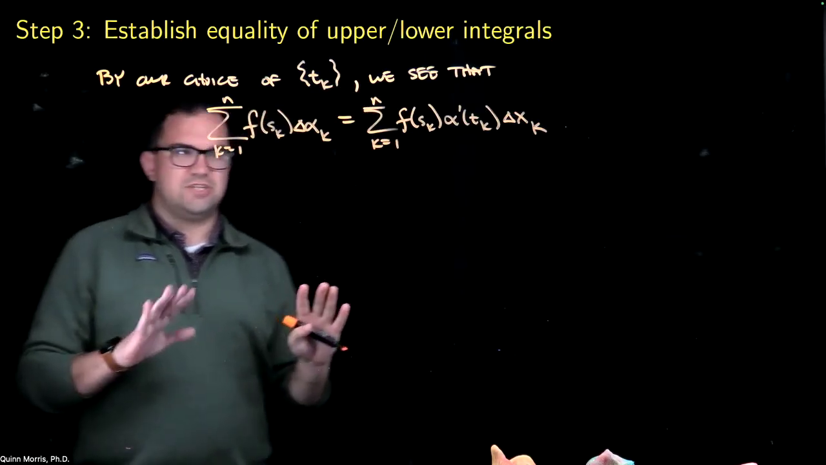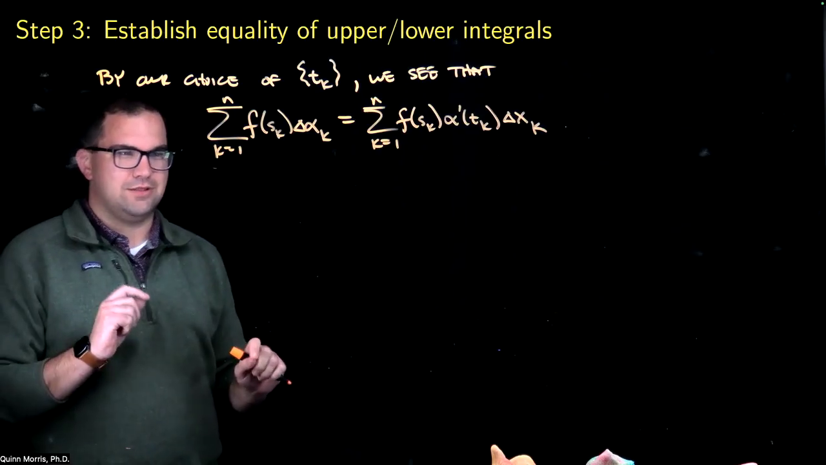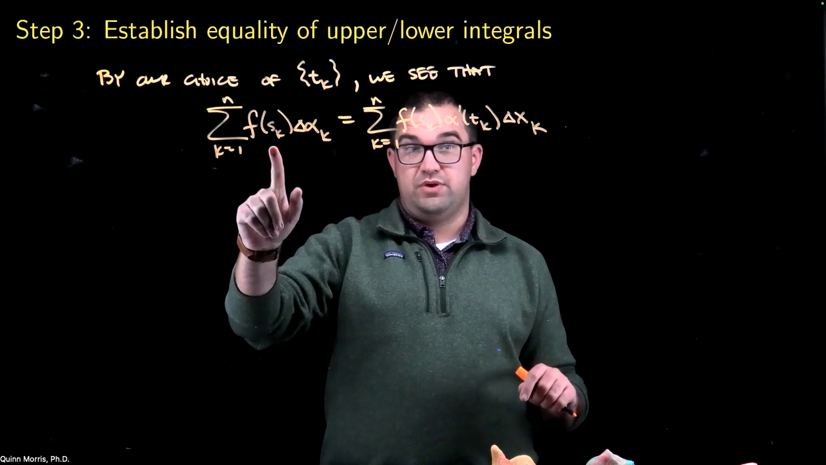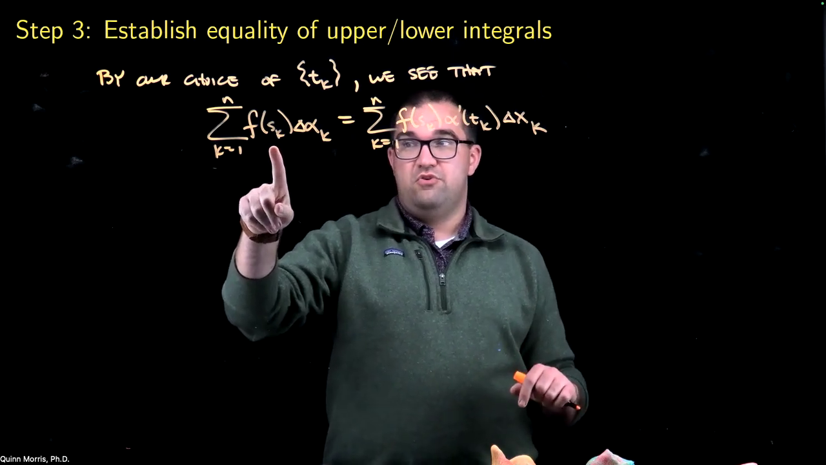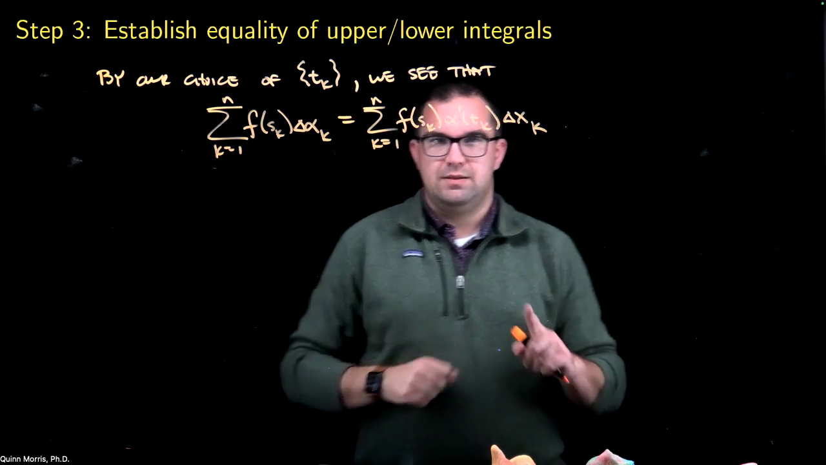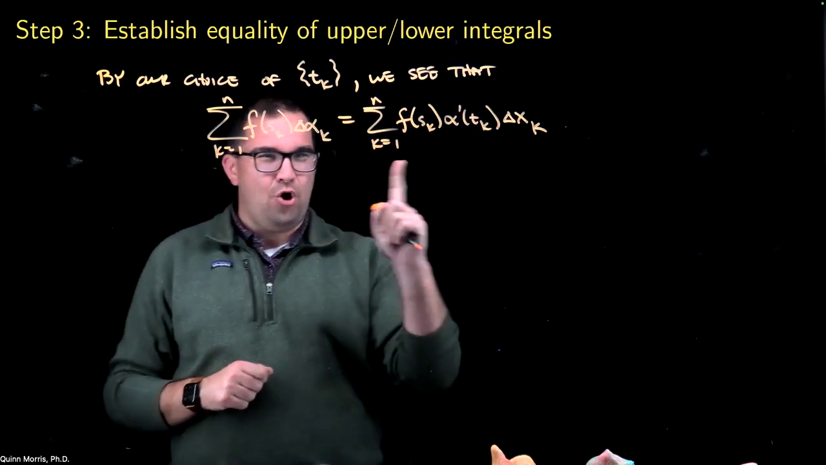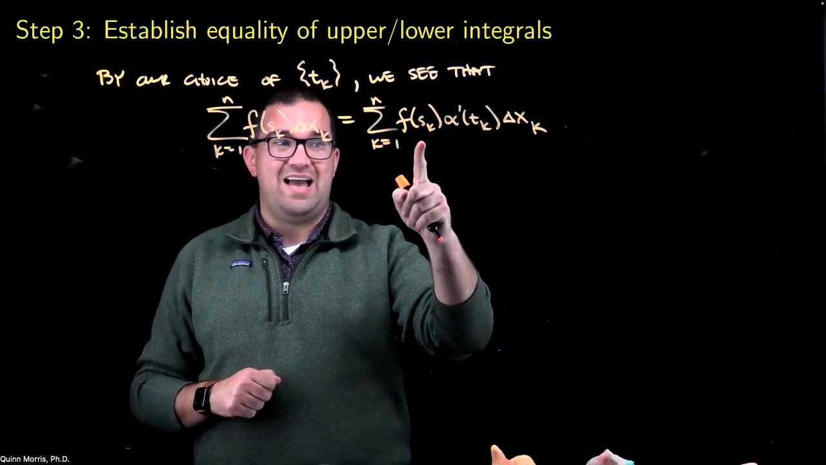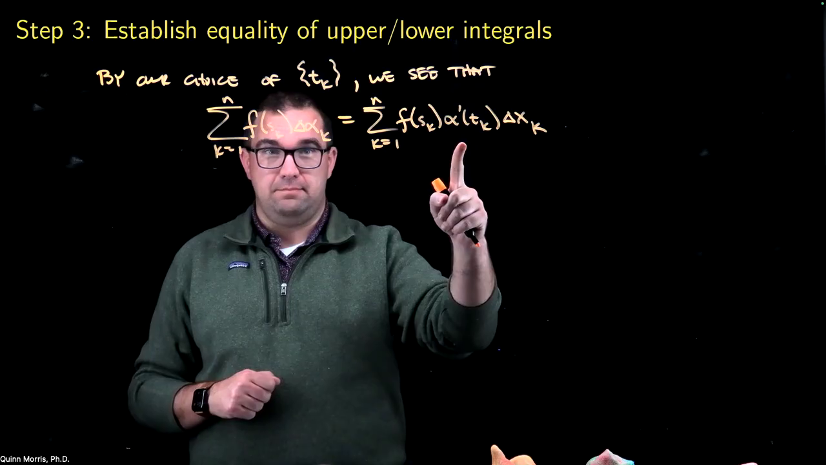Now notice if we just stop right here and look at this for a second, what does this look like? This looks like a Riemann-Stieltjes sum. This is a Riemann-Stieltjes sum for f with respect to alpha. This is almost, but not quite, a Riemann sum for f times alpha prime.